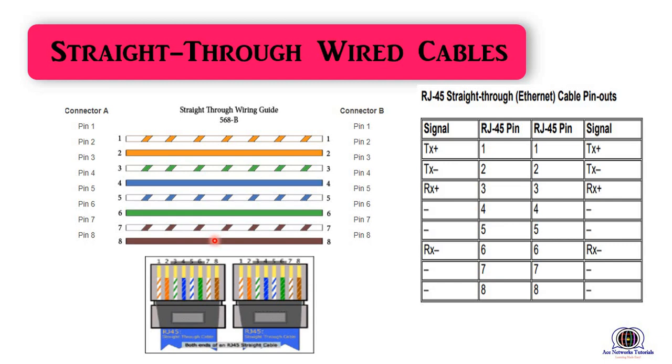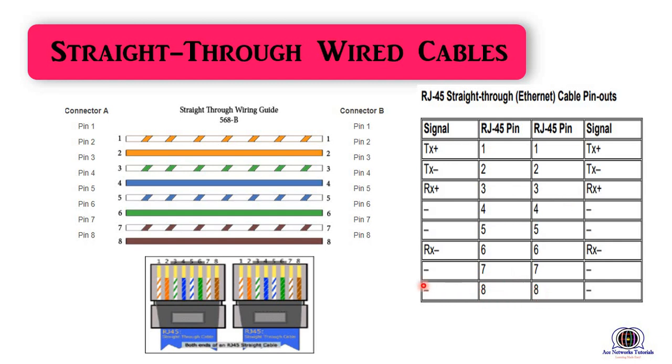In straight-through, 2 connectors are connected in a very simple way. That is, pin 1 is connected to another end of pin 1, pin 2 is connected to pin 2 of other connector, and so on. In straight through, pins 1 and 2 are used for transmission, and pins 3 and 6 are used for receiving the data. The pins are like 1 to 1, 2 to 2, and so on up to pin 8.